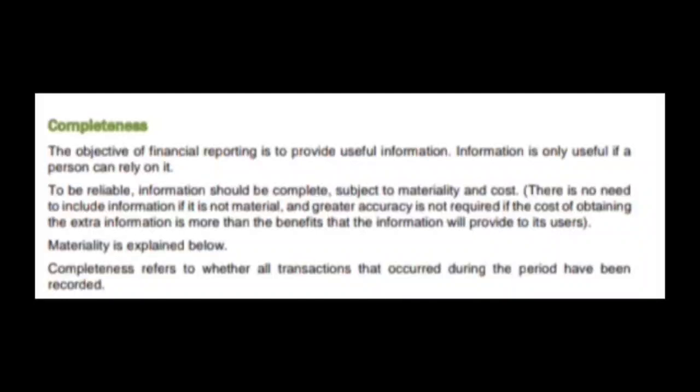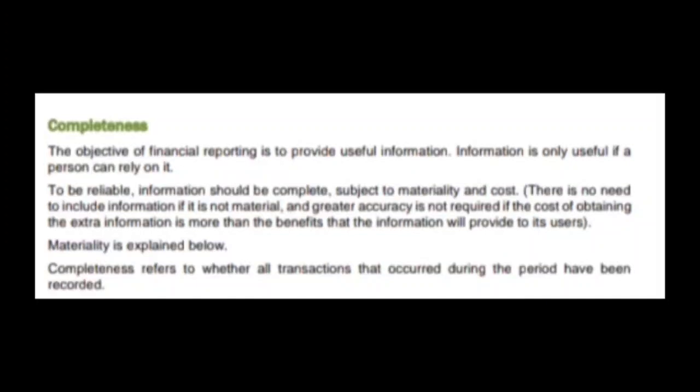Completeness. The objective of financial reporting is to provide useful information. Information is only useful if a person can rely on it. To be reliable, information should be complete, subject to materiality and cost. Now, the objective of financial reporting is to provide all the information regarding the company and its operations to the users of the financial statements. Now the users include customers, shareholders, and others.